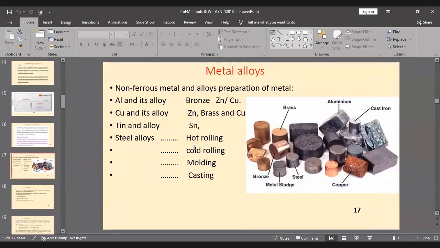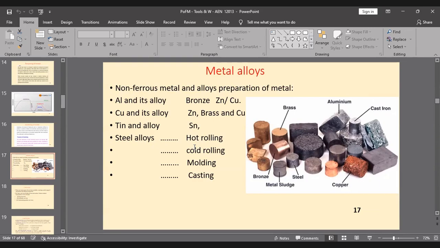alloys. Now we are dealing with metals and then alloys. Alloy means a mixture of metals. Non-ferrous metals and alloys, preparation of metal. Okay, non-ferrous metal. So we have ferrous metal, that is iron. The iron can be used with another metal, that is steel alloy.